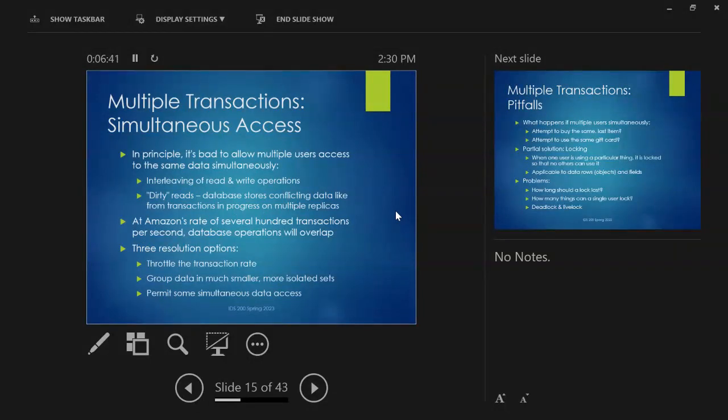Yeah. If you wanted to show multiple people the same list of items. Yeah, why wouldn't that be a big problem?